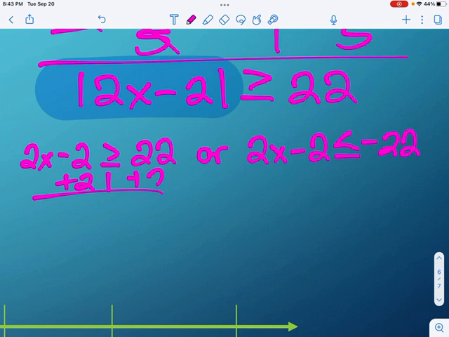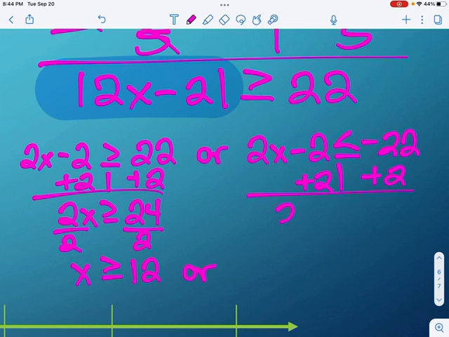We're going to add the 2 to both sides. So 2x is greater than or equal to 24. I'm going to divide by 2. So x is greater than or equal to 12. Or on the other side, I'm going to add 2 to both sides. And I would get 2x is less than or equal to negative 20. I'm then going to divide by 2. And x is less than or equal to negative 10.